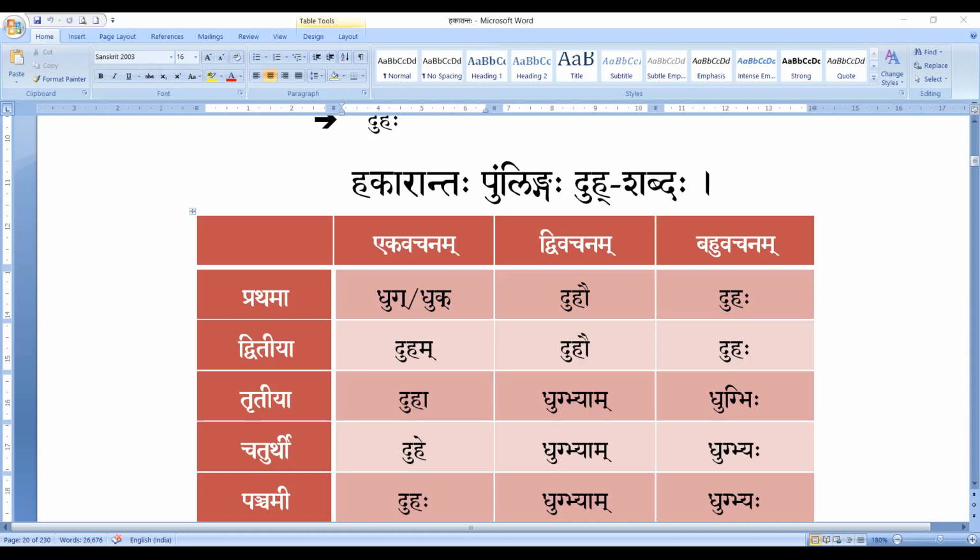So Hakaranta Dhatu, what will happen? It is replaced by Dakara, Padante, Jali Pareva. If it is Haranta and Dakaradi, then Gakara is the Adesha. Then four Shabdas are there: Druh, Muh, Shnuh, Shniham, Druh Dhatu, Muh Dhatu, Shnuh Dhatu, Shnih Dhatu. This will have Gatva or Dhatva Adesha in the place of Hakara, Padante, Jali Pareva. So that is what we were seeing in the last class.